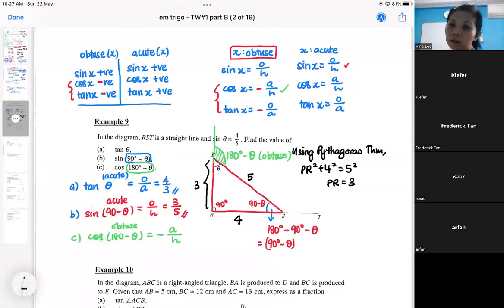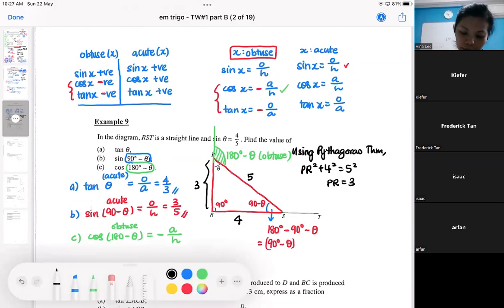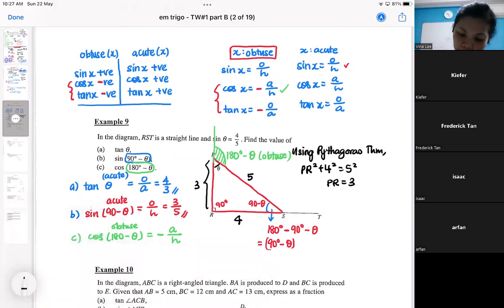Where are you going to get the A over H? You've got to share with the neighbor. So the obtuse angle doesn't have the OAH on its own. So it actually shares with its neighbor. So this will be the O, this will be the A, and this will be the H. So the obtuse angle will share the OAH with the neighbor. So in this case, it will be negative 3 over 5.